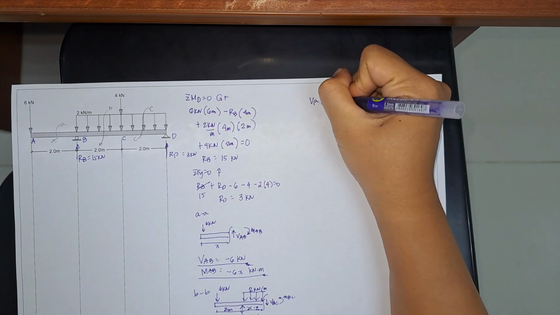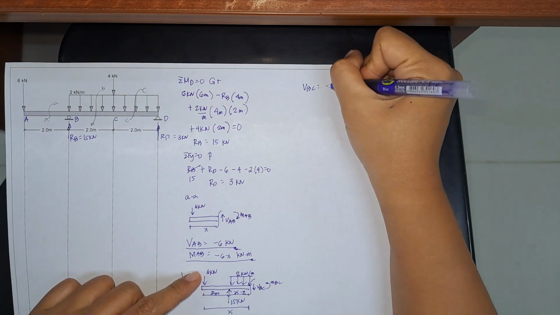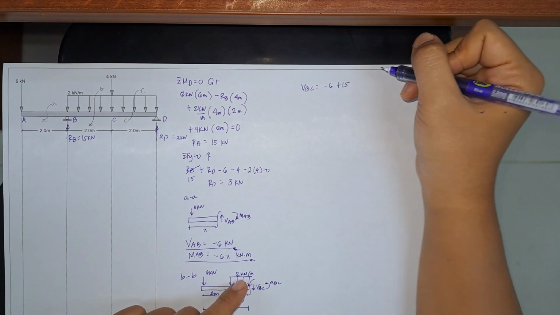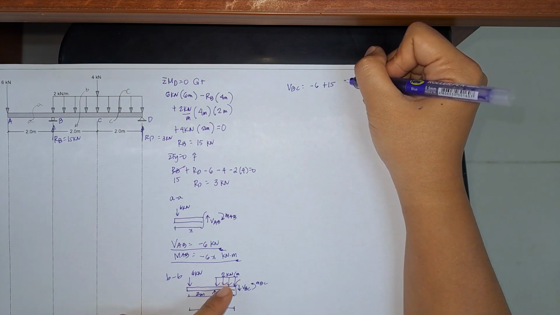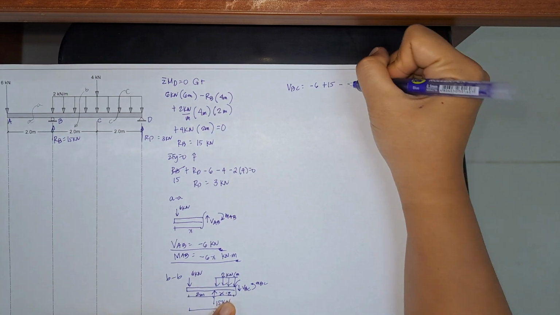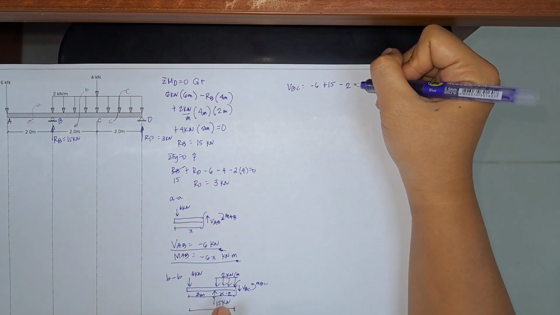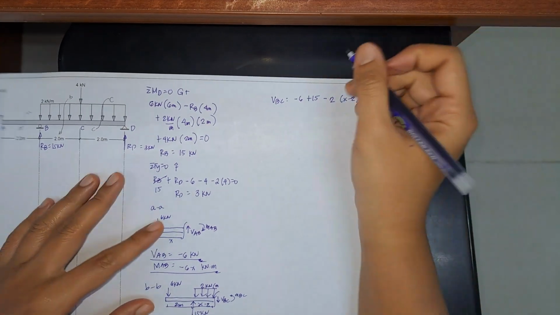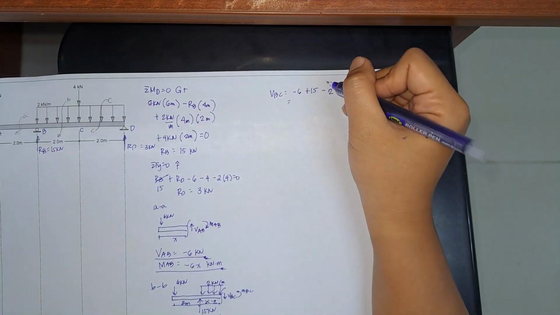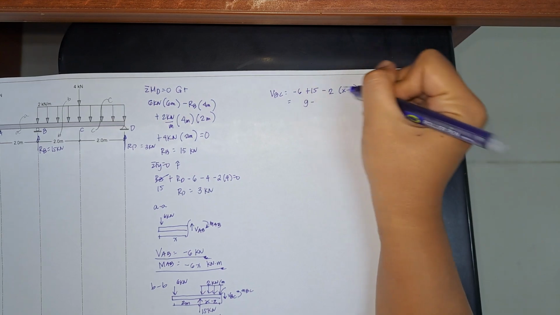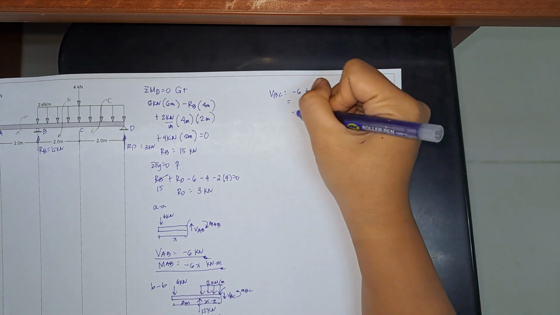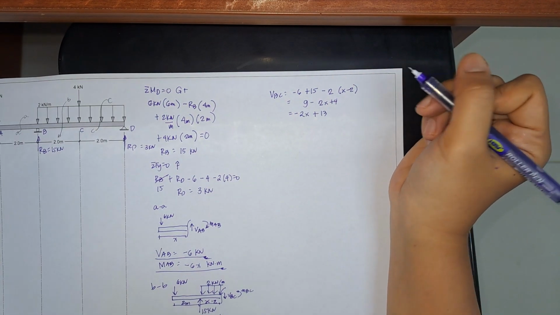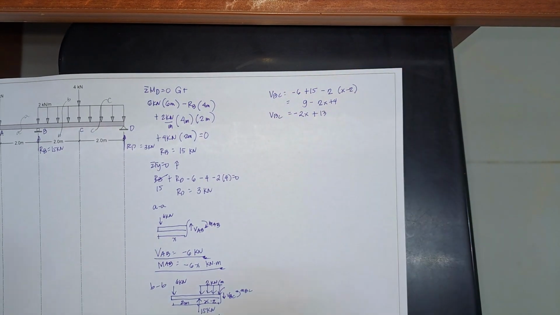Sige, tuloy ko na dito. For the shear at BC, okay, we have negative 6, tapos plus 15, and then this one, kunin lang natin yung equivalent concentrated load niya, which is the area, so minus 2 by the length is X minus 2. Okay? And then simplify, we have here 9 minus 2x plus 4, therefore we have negative 2x plus 13. Okay, that is the shear at segment BC.